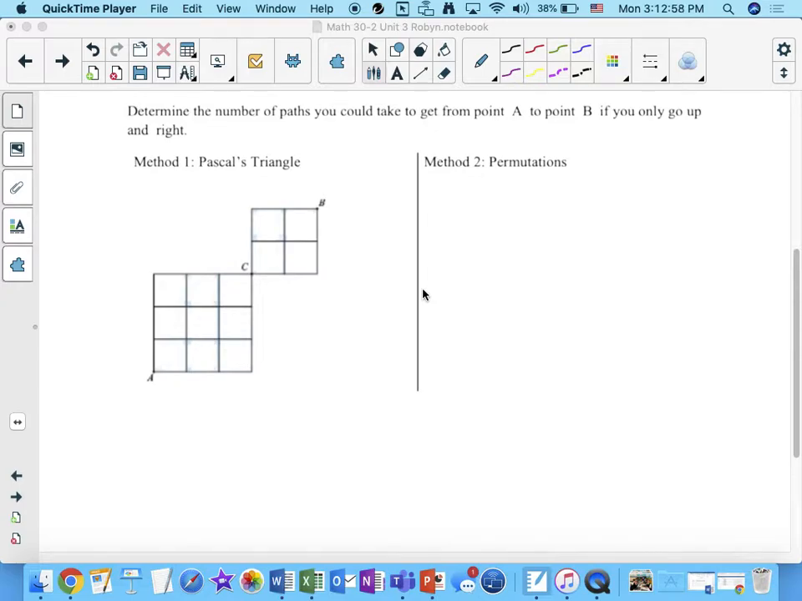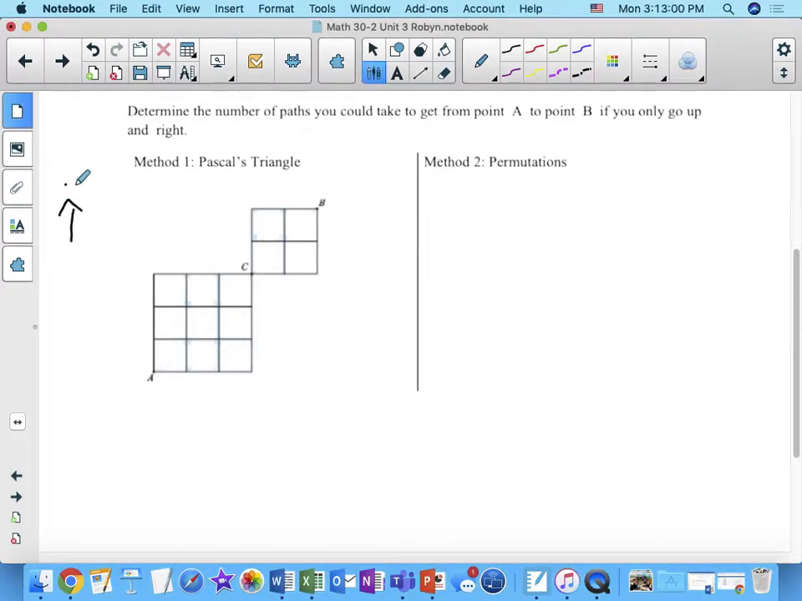So we're going up and we're going right. Well, if we were to do a Pascal's triangle sort of thing here, we're starting here. What numbers would we put along these edges? 1, because there's only one way if you're going directly up. So there's one way to go here, one way to go here, one way to go here, one way to go here, one way to go here, one way to go here.